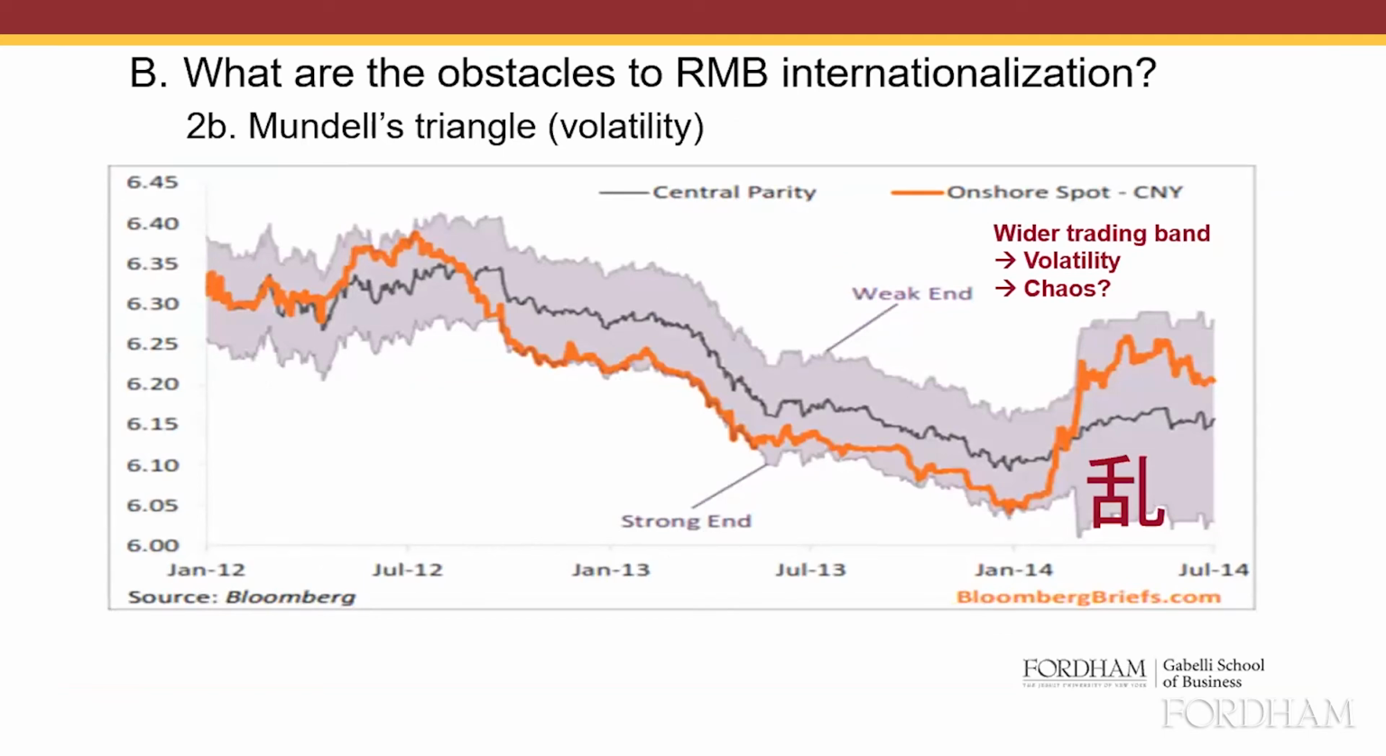Related to this, Mundell's Triangle also explained that when China dropped the fixed exchange rate and allowed the trading band to expand, that would mean more volatility. But more volatility can also mean chaos. And in China, the word chaos, 乱, is politically a very scary word. So how is the Chinese exporter, importer going to deal with this increased volatility? After all the years they've been used to a fixed exchange rate system.